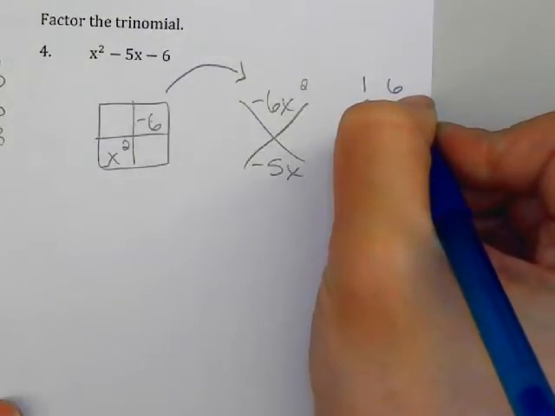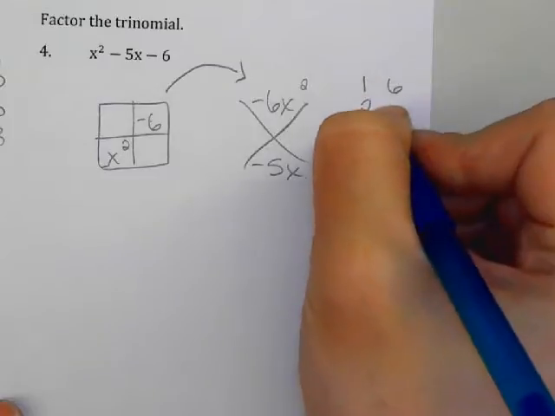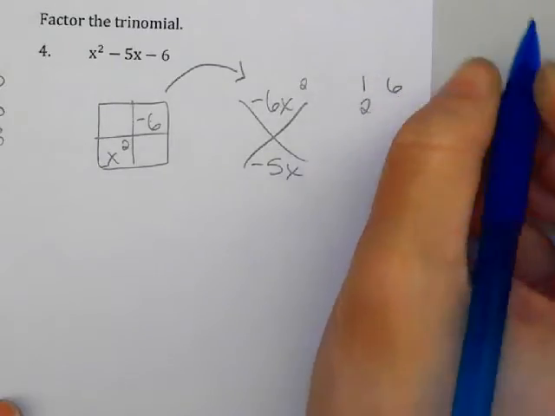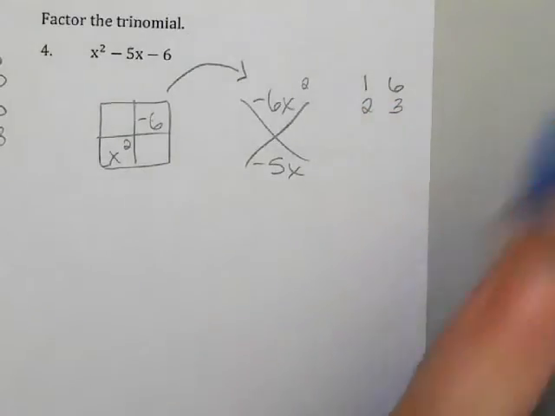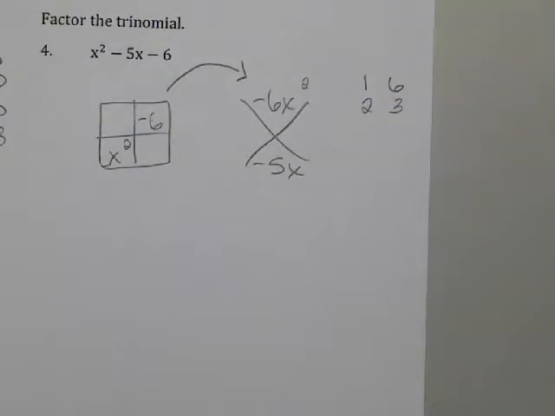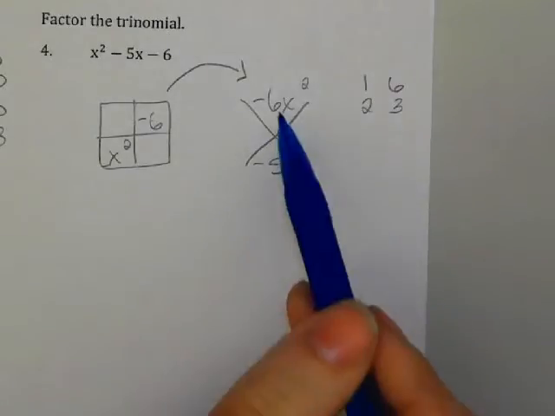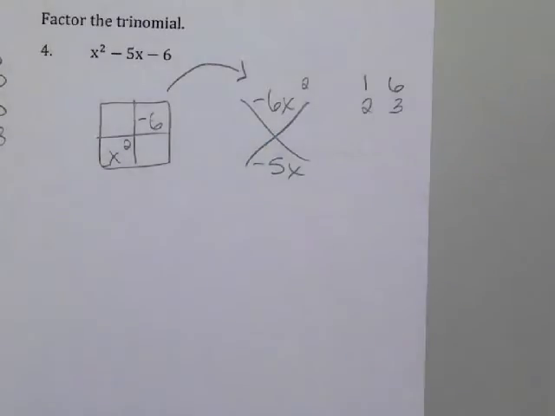Did you guys catch that part about the negative? If they multiply together to give me a negative number, that means one of them's negative and one of them's positive. If they add together to give me a negative, that means the bigger number is the negative one. So, which pair of these, 1 and negative 6, or 2 and negative 3, add up to give me negative 5? 1 and negative 6. So I've got 1x and negative 6x, and those go into these two boxes.